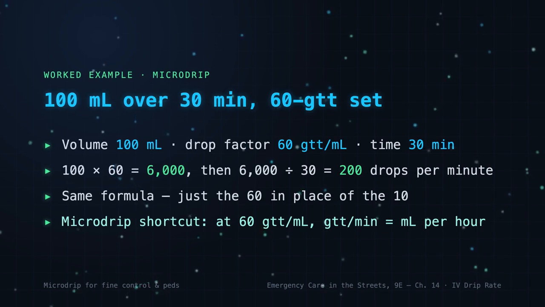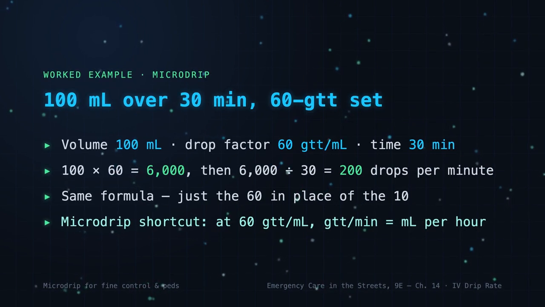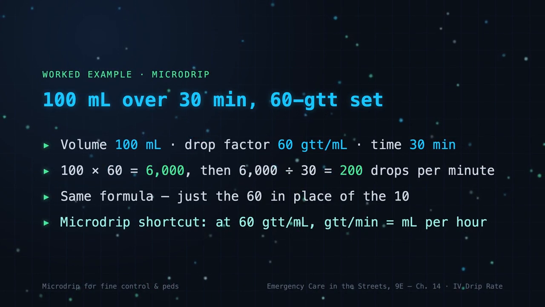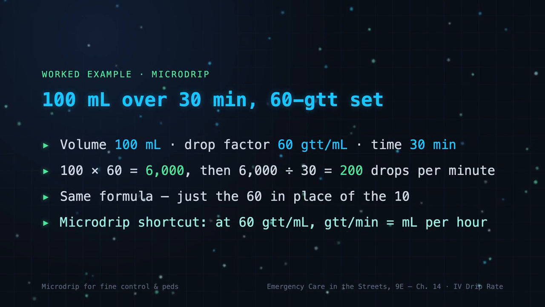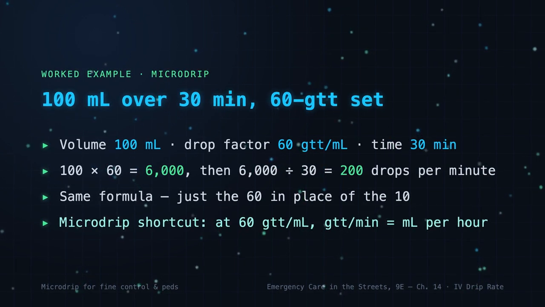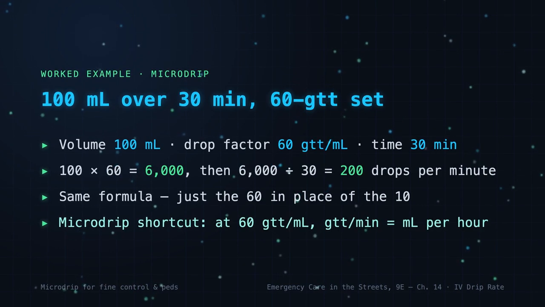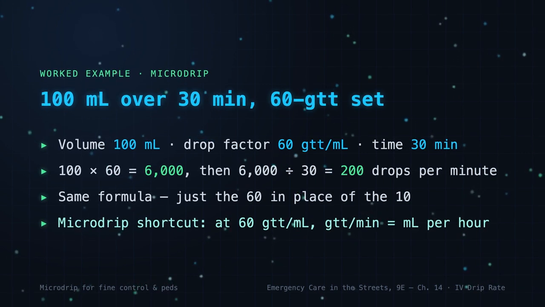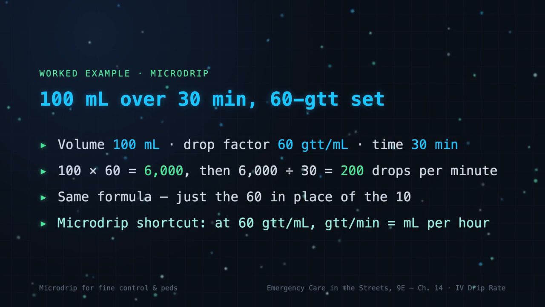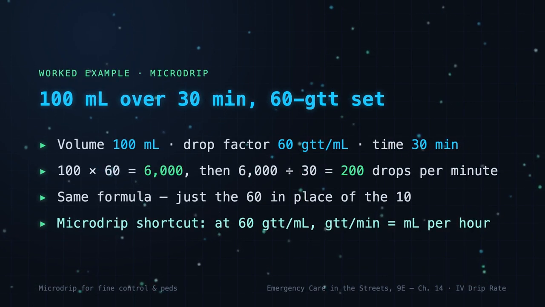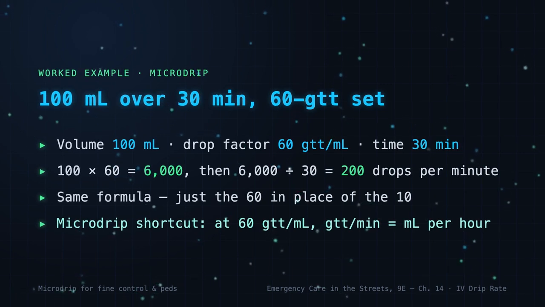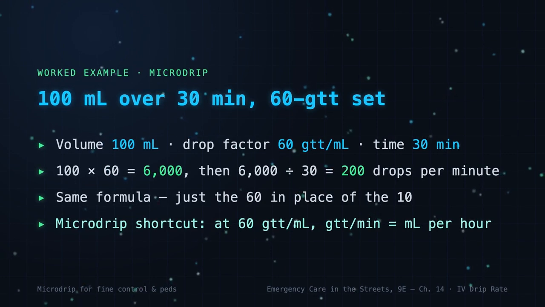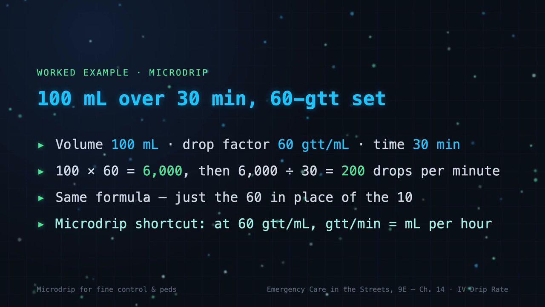Now a microdrip example, because the drop factor changes and nothing else does. Say you're asked to give 100 milliliters over 30 minutes using a 60-drop set. Volume 100. Drop factor 60. Times 30. 100 times 60 is 6,000. 6,000 divided by 30 is 200. 200 drops per minute. The drops are small and fast. That's exactly why microdrip is used for tighter control and for pediatric fluids. Same formula, just the 60 in place of the 10.